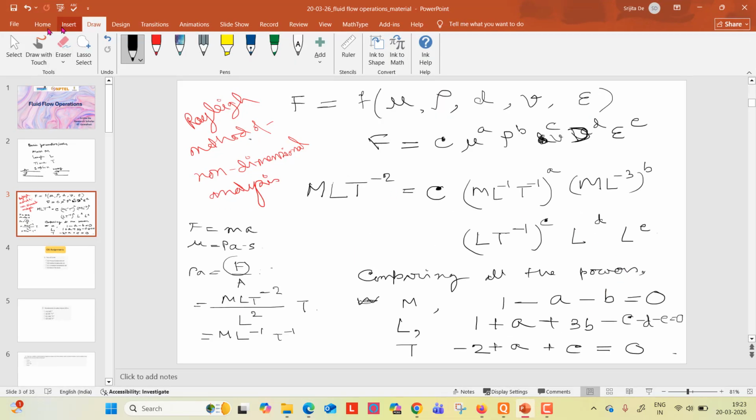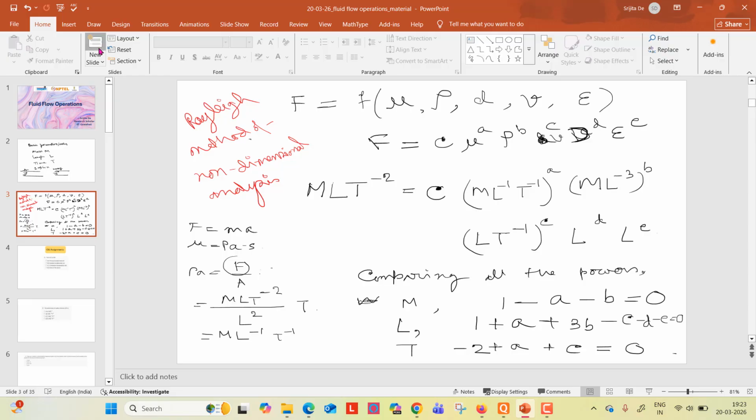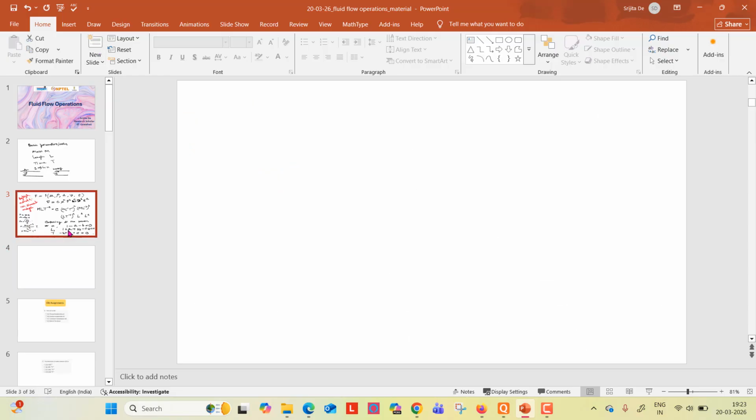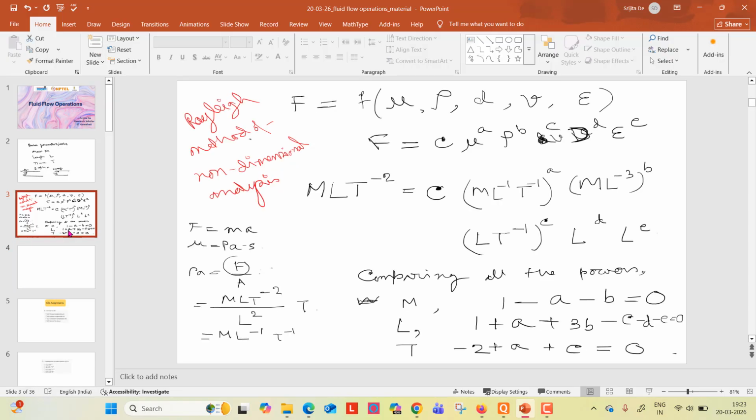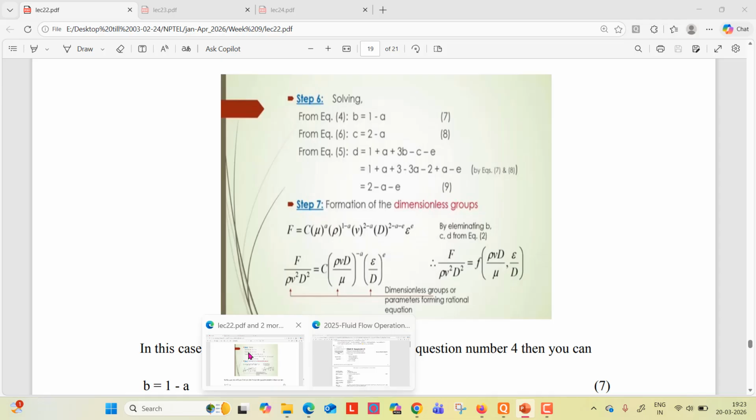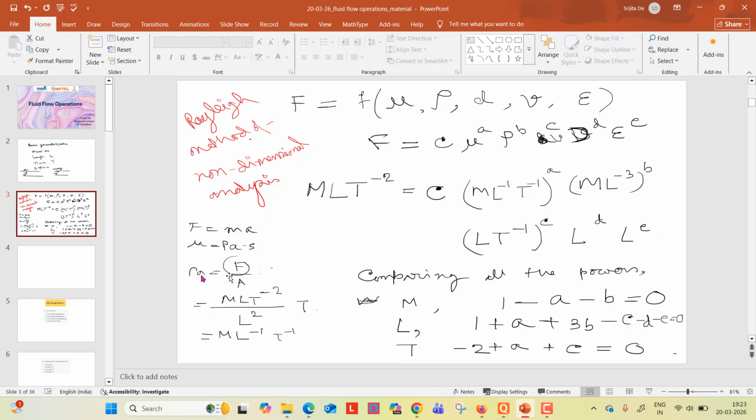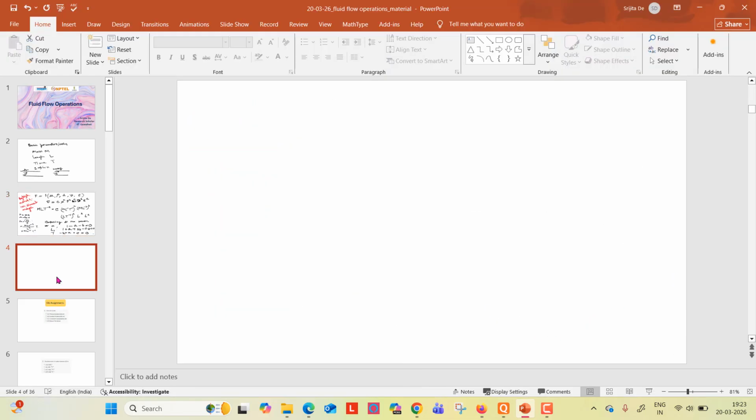So now what will we get? From the first equation, what are we getting? We are getting 1 minus a minus b equals 0. That means b equals 1 minus a.